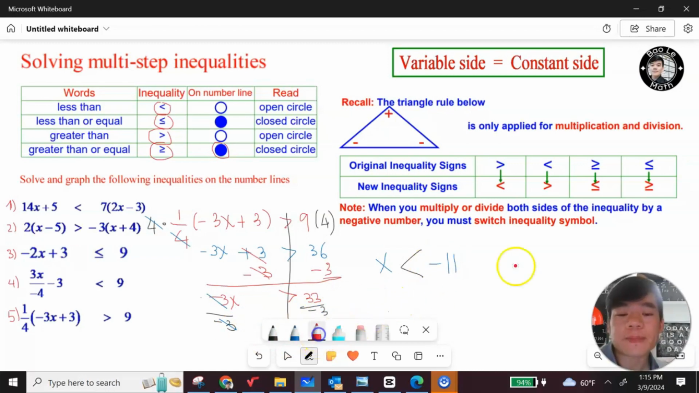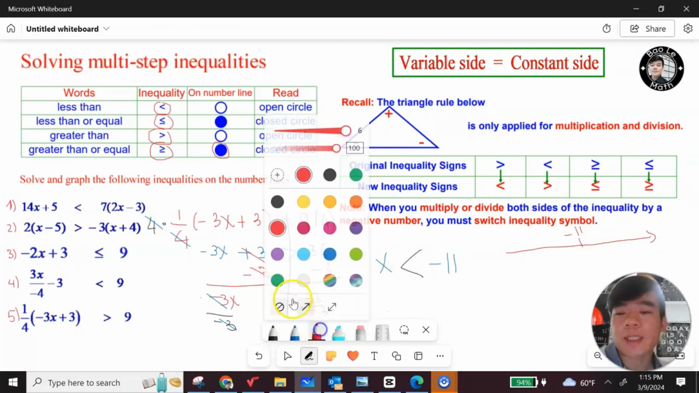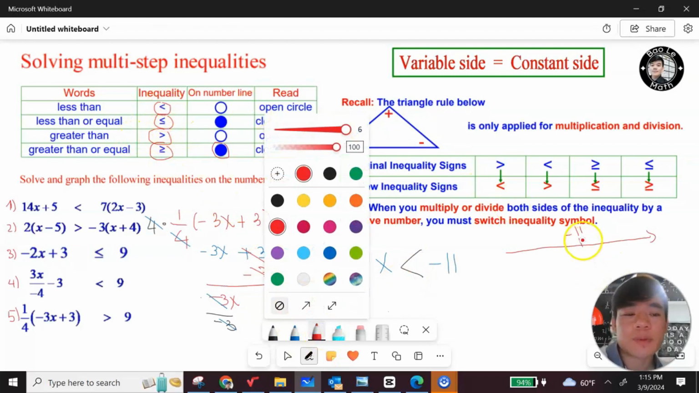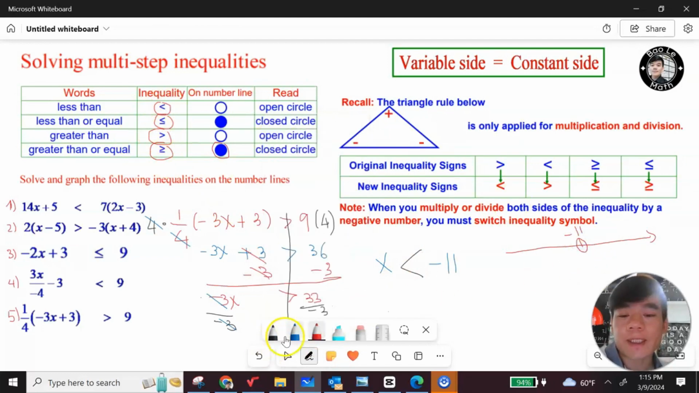So I draw a number line. I put negative 11 right here. I see this is less than, so this should be an open circle. Open, less than should be open circle. So I put an open circle right here. Now I draw a line. The arrow points to the left. So the solution should be like this, to the left only.